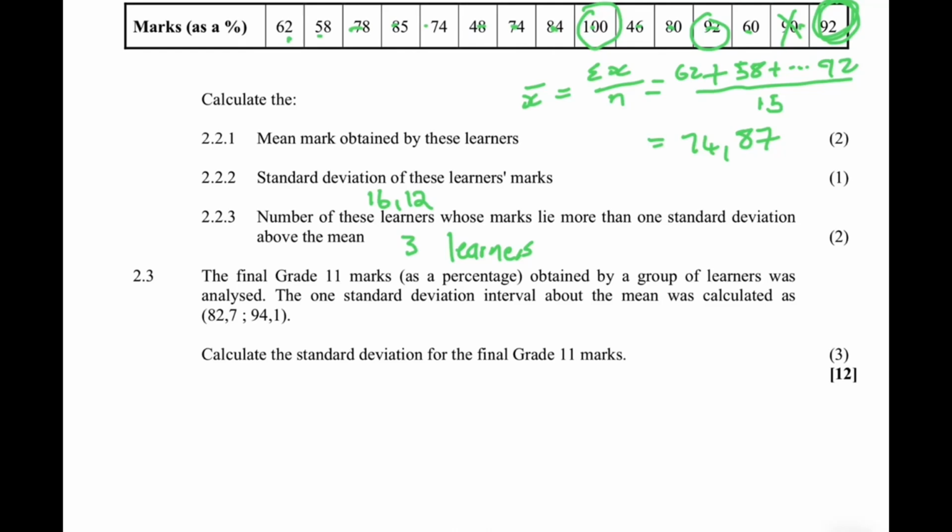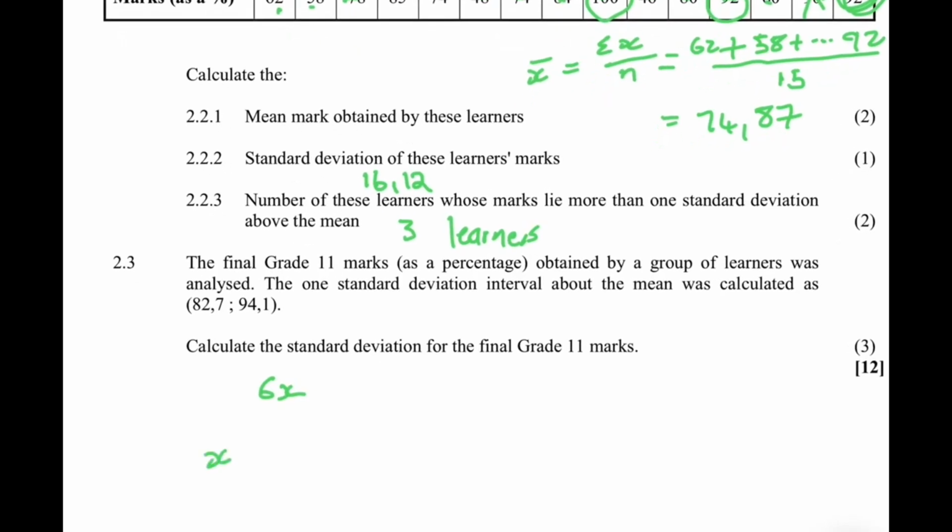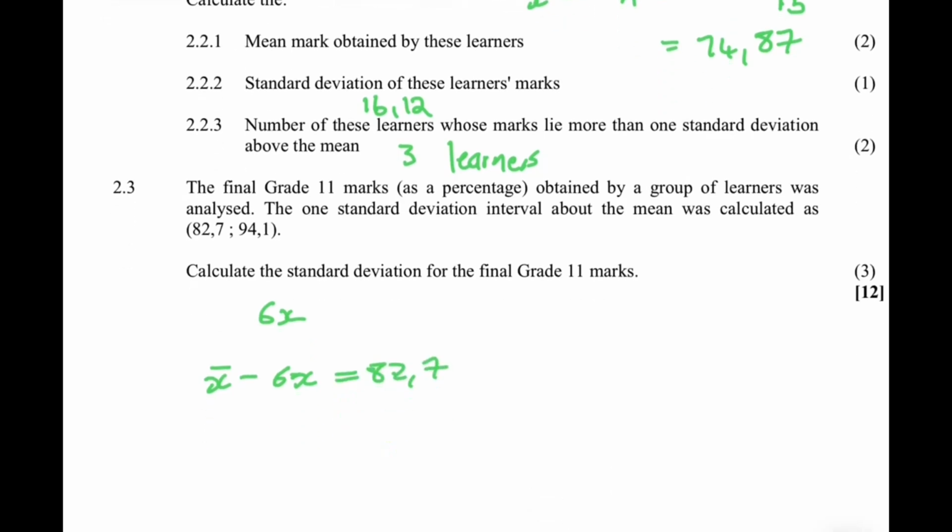Calculate the standard deviation for the final grade 11 marks. So we want the standard deviation, right? We are given the mean minus the standard deviation, right? Which is equals to 82.7, one standard deviation below the mean, which is this number here.